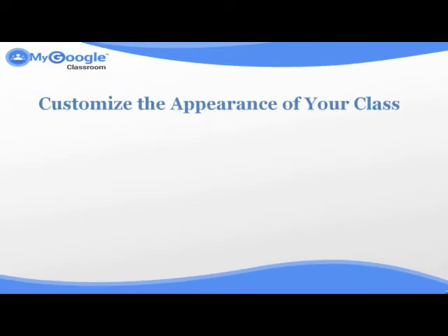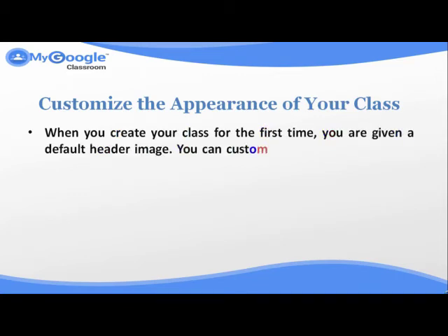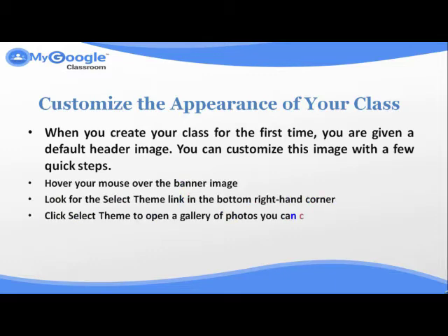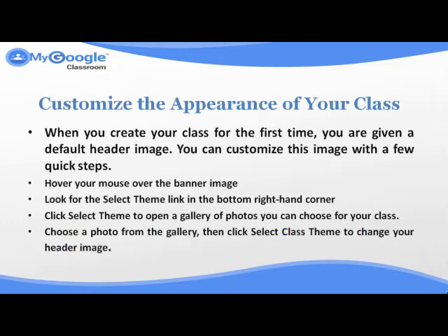Customize the appearance of your class. When you create your class for the first time, you are given a default header image. You can customize this image with a few quick steps. Hover your mouse over the banner image. Look for the Select Theme link in the bottom right-hand corner. Click Select Theme to open a gallery of photos you can choose for your class. Choose the photo from the gallery, then click Select Class Theme to change your header image.